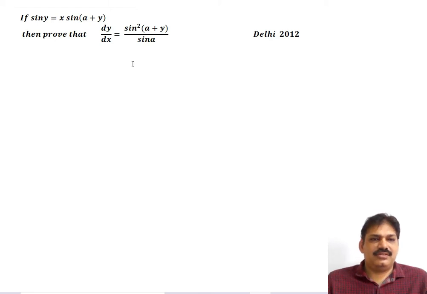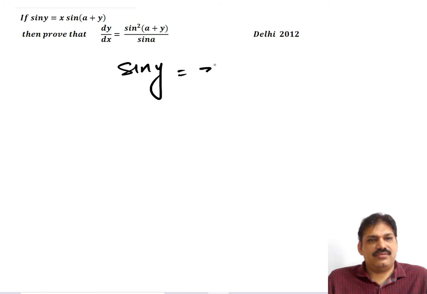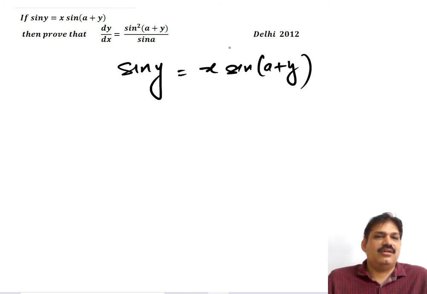Well, after studying a lot about differentiation, we'll discuss here some questions which have some specialty. Like this is a question where we are given sin y = x sin(a + y), and we have to prove that the derivative of y with respect to x is sin²(a + y) upon sin a.